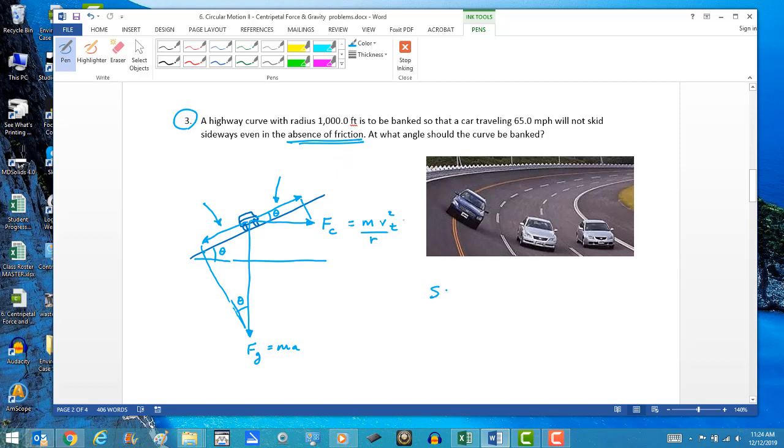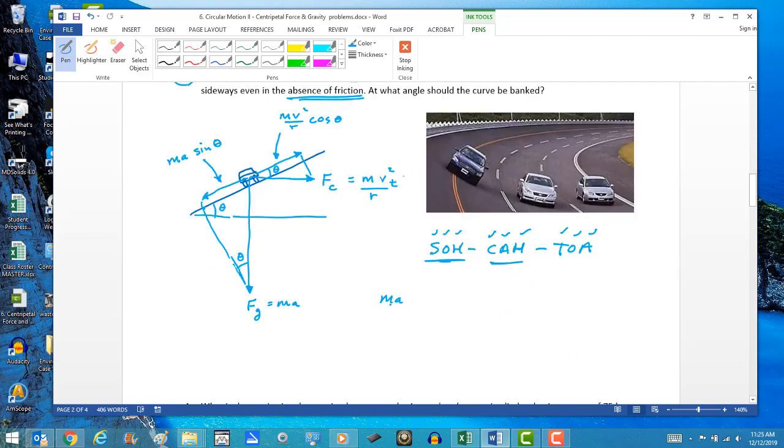Okay, so start by writing SOHCAHTOA, which is just a way of remembering sine is opposite over hypotenuse, cosine is adjacent over hypotenuse, and tangent is opposite over adjacent, and figure out which one is going to help you. In this case, I think over on the left, the sine function is going to help you. For the triangle on the right, I believe the cosine function is the one you're going to want to use. And so once you've figured that out, set these 2 forces equal to each other, and then sit and stare at them and see if you can simplify them.